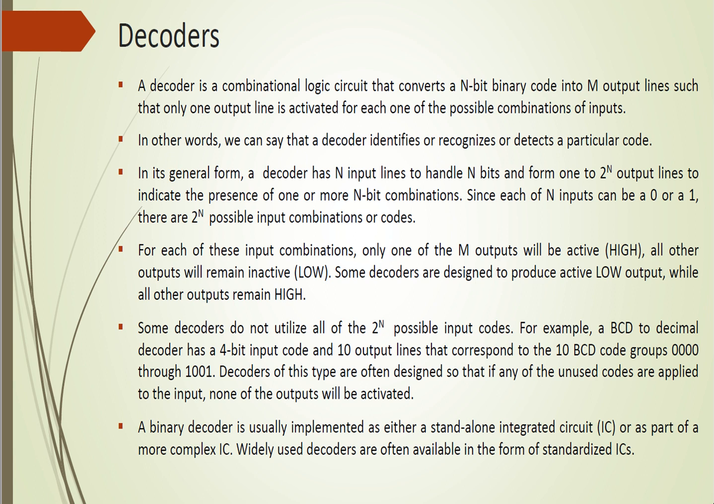So decoder is a combinational circuit that converts an n-bit binary code into m output lines such that only one output line is activated for each one of the possible combinations of inputs. In other words, we can say that a decoder identifies or recognizes or detects a particular code.